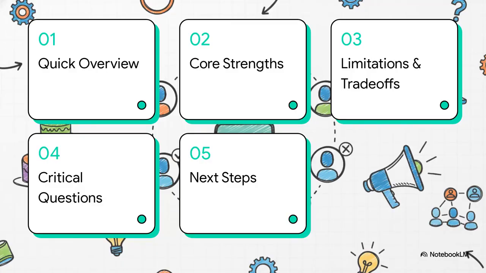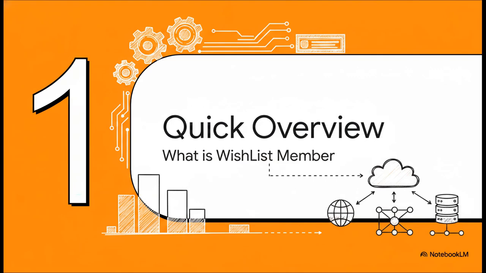Here's a quick look at our agenda for this explainer. We're going to start with a quick overview, then hit the core strengths, break down the limitations and trade-offs, run through some critical evaluation questions, and wrap up with consultation and next steps. All right, kicking things off with Section 1, quick overview.